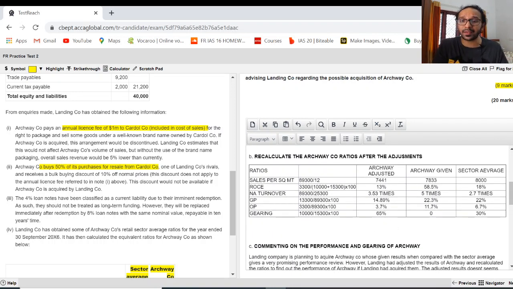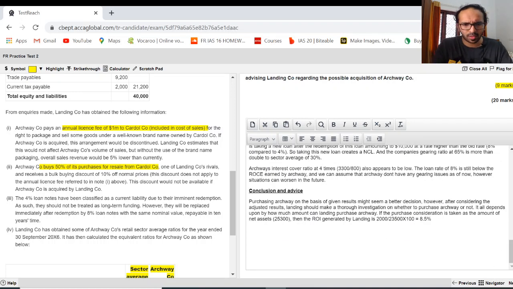Because sector ROC itself is 18%. So maybe that is low. Which might appear to be low. The return is very low. So Landing should not be prepared to pay an amount higher than 23,300, because if we are paying 23,300, it is still not a very good investment. So if you are planning to purchase Archway by spending more than 23,500, then it might be a bad choice.